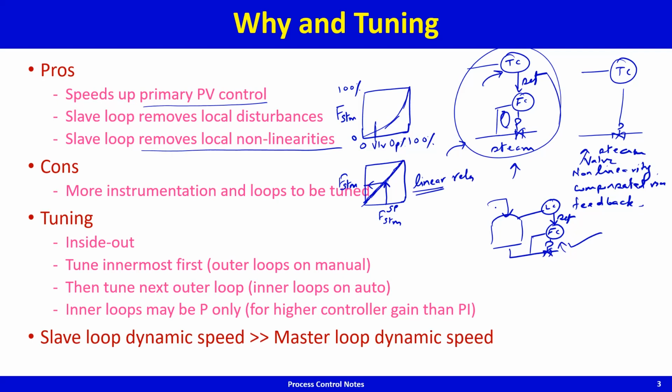Note that in all this, it is assumed that the slave loop is significantly faster than the master, and that makes sense, because whatever the master asks, the slave must deliver before the master makes the next request. Otherwise, you'll have a mismatch. Before you can deliver what has been asked, the next task is assigned, so you'll not be able to complete any of the tasks. So the slave loop dynamic speed must be much greater than the master loop dynamic speed, at least 3 times, preferably more than 5 times. So this time scale separation must be there.